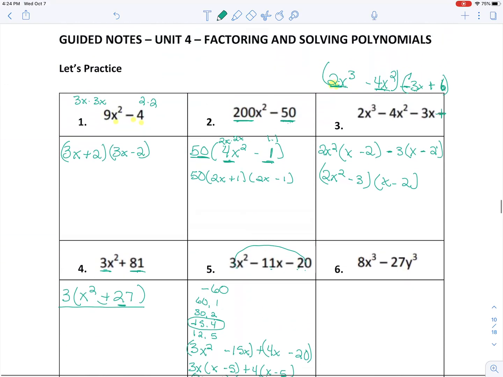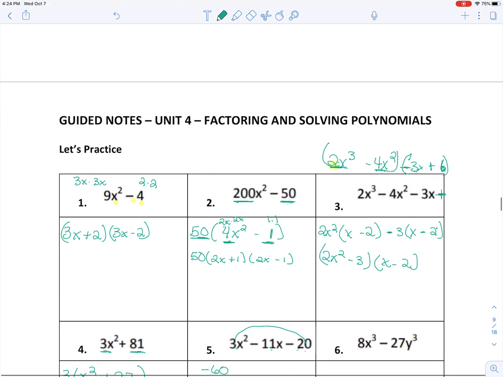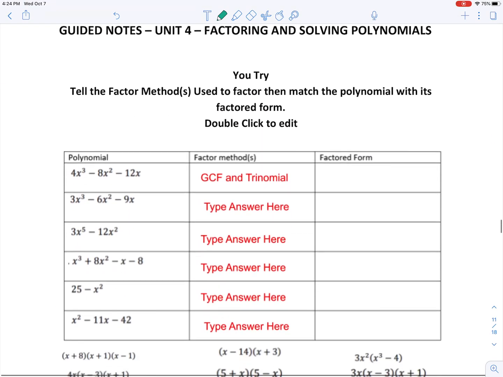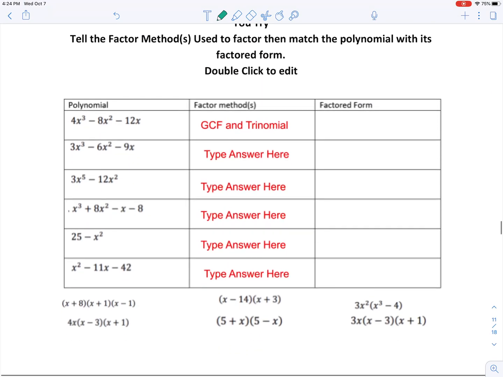Okay, so that's it for the lesson on a strategy for factoring. And what I'd like for you to do is this activity in your notes. You're going to factor each one of those, and you're going to find the factored form and paste it here and move it here. But then you're going to tell me what methods you use. So for this one, we factored out a GCF, and then it became a trinomial. So what methods did you use to factor it? That's what you're going to type here.